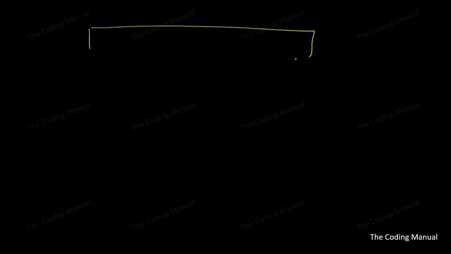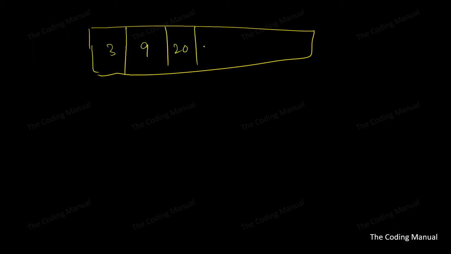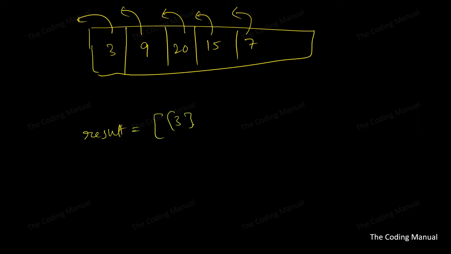The queue from the beginning happened like this: 3, 9, 20, then 15, then 7, but this was popped, this was popped, this was popped, and lastly this will be popped. So ultimately we will have result as 3, 9 20, and then 15 7. Let's do that in the code.